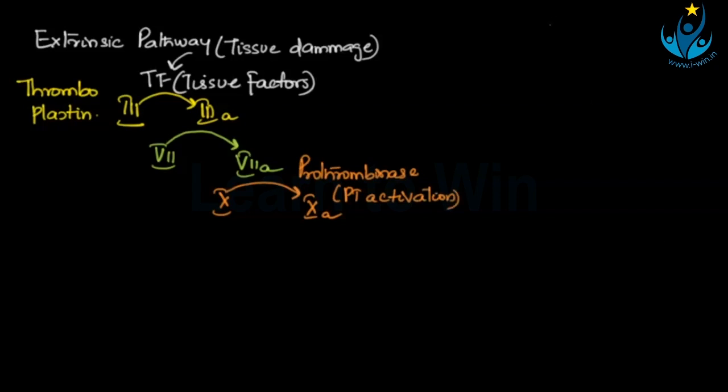Now, on the contrary, the intrinsic pathway is a little different. So what happens in the intrinsic pathway? The intrinsic pathway begins with another factor called 12. This 12 converts factor 11 into 11A.